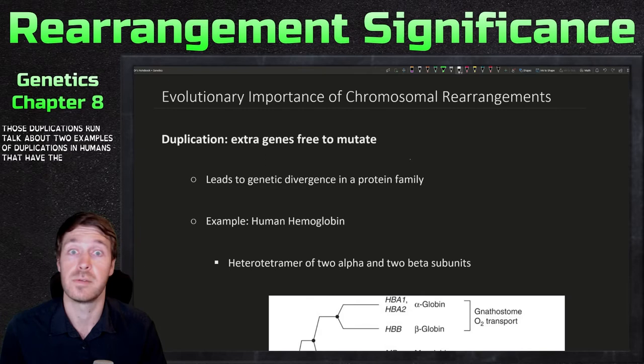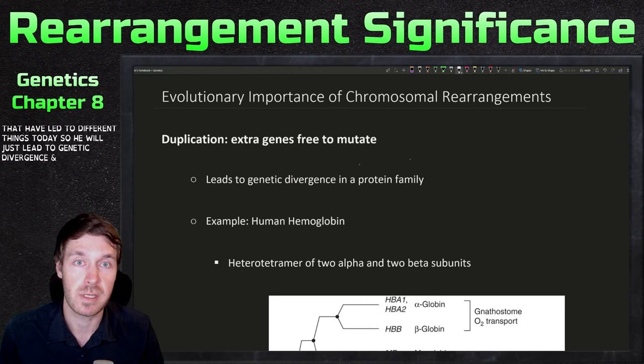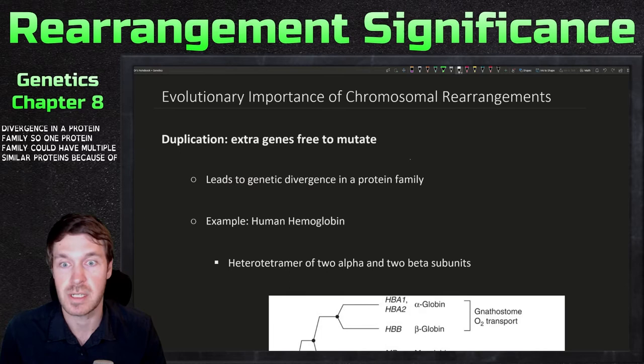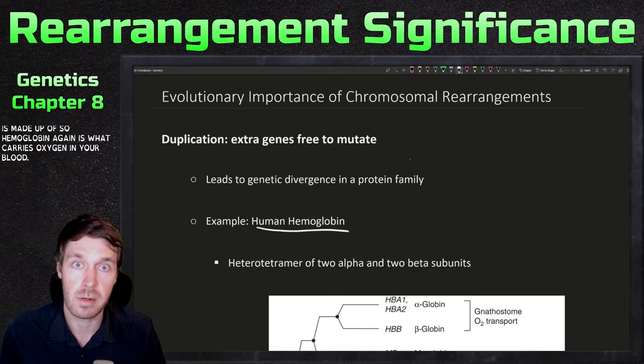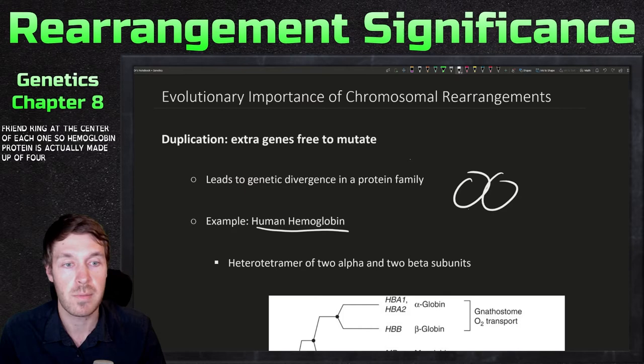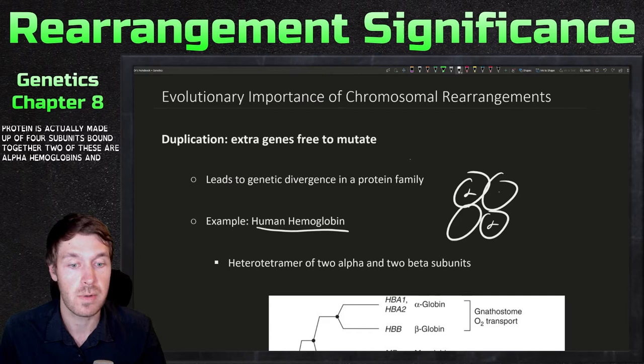So here, again, this leads to genetic divergence in a protein family. One protein family could have multiple similar proteins because of duplications in its history. One example here is human hemoglobin. Hemoglobin, again, is what carries oxygen in your blood. There's an iron porphyrin ring at the center of each one. The hemoglobin protein is actually made up of four subunits bound together. Two of these are alpha hemoglobins, and then two of these are beta hemoglobins.